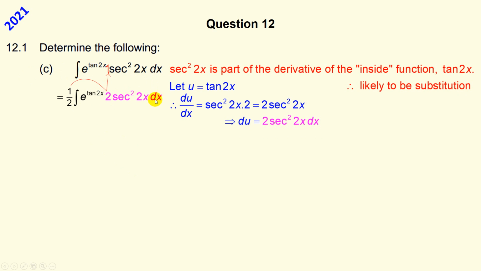Now I have 2 sec squared 2x dx, just what I need. So instead of that, I can write du, and instead of e to the tan 2x, I can write e to the u. This is really easy to integrate because the integral of e to the u is e to the u plus c. So we'll have half e to the u plus c. Now we need to substitute back tan 2x instead of u. So there we are.